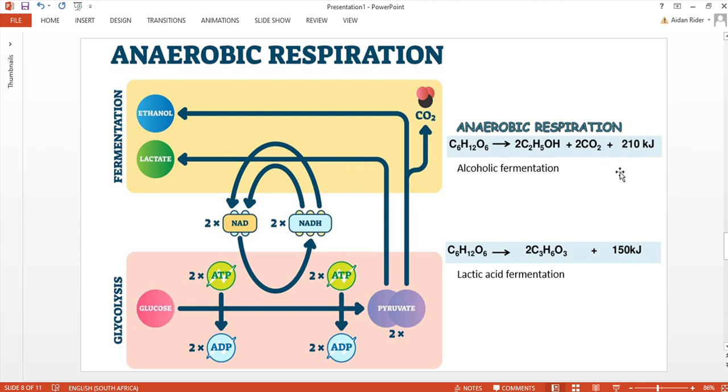And then with your lactic acid fermentation, which happens in animals or humans like us, in our muscles, it takes the glucose molecule with enzymes and temperature, broken down into lactic acid and then your 2 ATP. So again, you don't produce a lot of energy with this process.